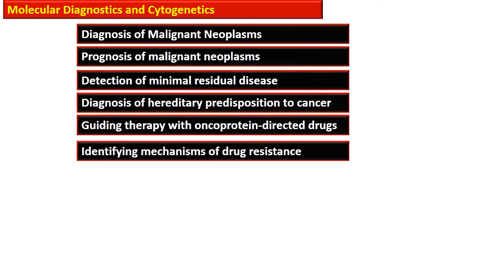So the use of molecular diagnostics and cytogenetics is very important right from the diagnosis to the therapeutic and also in the development of drug resistance. These are helpful in diagnosis of the malignant neoplasm, prognosis of the malignant neoplasm, detection of minimal residual disease, diagnosis of hereditary predisposition to cancer, guiding therapy with oncoprotein directed drugs, and identifying the mechanism of drug resistance.